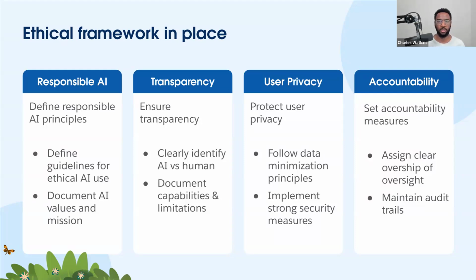And then accountability. This is new. AI agents are new. We need to think about what it means for accountability when an autonomous system gets something wrong. Who's in charge, right? Who is in charge of oversight and ownership? So do that. And then, of course, maintain audit trails. Use the Data Cloud for that.